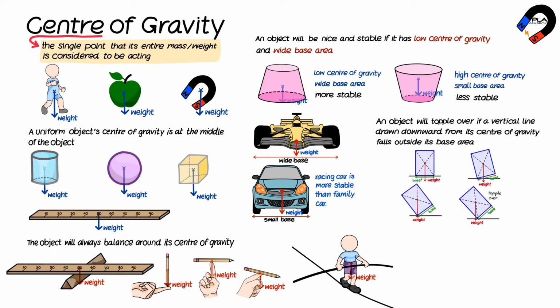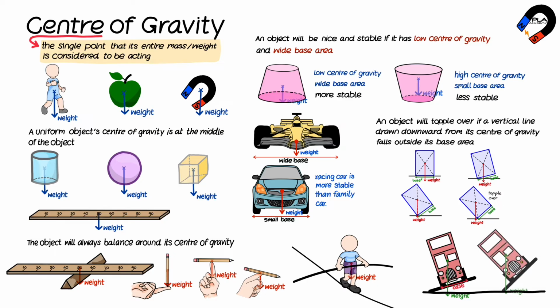An object will topple over if a vertical line drawn downward from its center of gravity falls outside its base area as shown. For example, a bus on an incline road will stay on the incline as long as the vertical line from the center of gravity falls on its base. However, if the slope increases until the vertical line falls outside its base area, the bus will topple over.